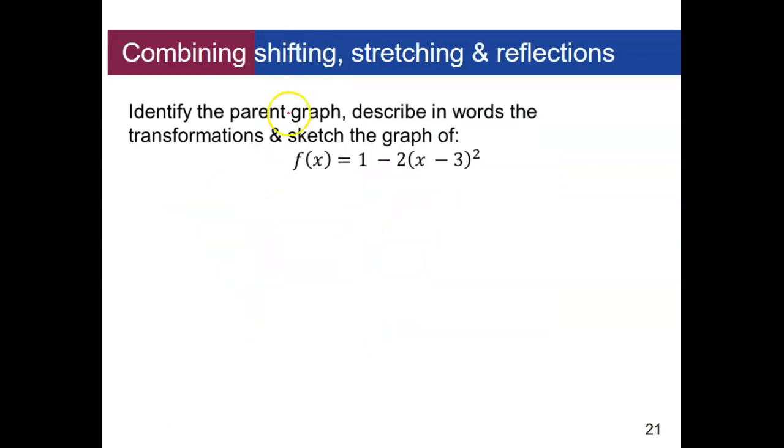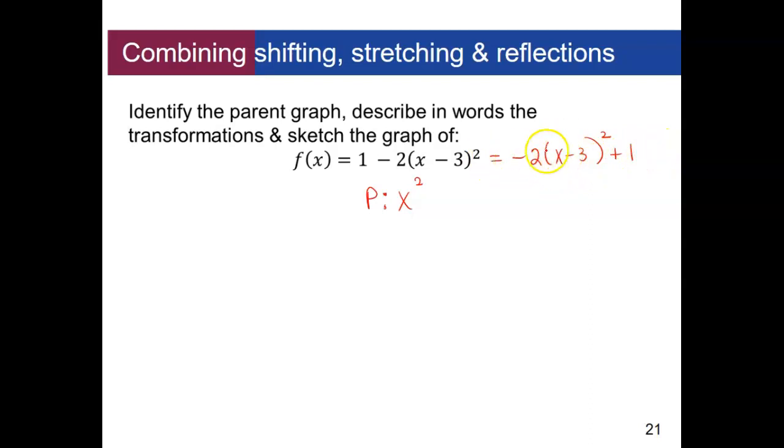Okay, on this one, I want you to identify the parent graph, describe in words the transformation, and then sketch the graph. So on this one, our parent graph is going to be the x squared, because that's the basic graph we're working with. We've got several things going on. The first thing I'm going to actually do is rewrite this. I'm going to put -2 times x minus 3 squared plus 1. So hopefully you can take a minute to verify that you agree that this is equivalent to this. All I'm doing is moving the 1 to the back side of it here.